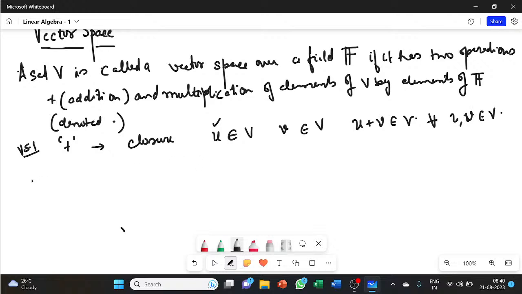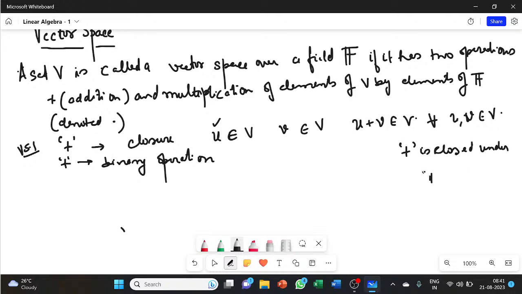So this is the first thing. That is, with respect to the addition, this particular addition should be a binary operation. Binary operation means what? Let's say addition is said to be closed under the real number system. So what does it mean? Let's say I'm taking 2, a real number, plus 3, a real number. It gives me 5, which is a real number.